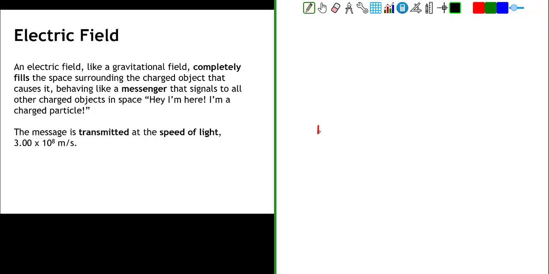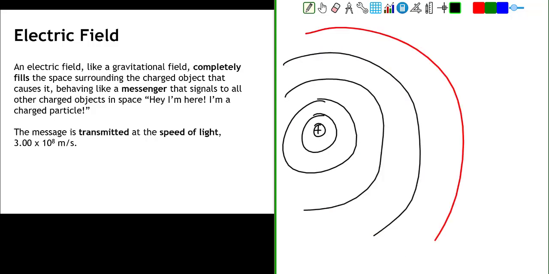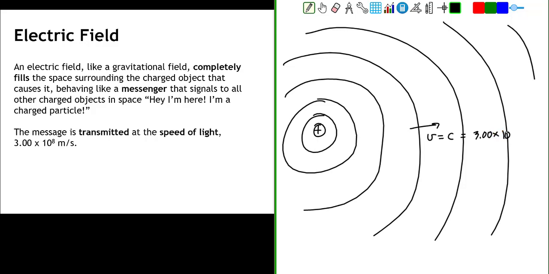So if I snap my fingers and a positive charge appeared right there, that message will start to spread out, and it takes time. And the speed at which that message spreads out is the speed of light. Speed of light is insanely large. It is 3 times 10 to the 8th meters per second.